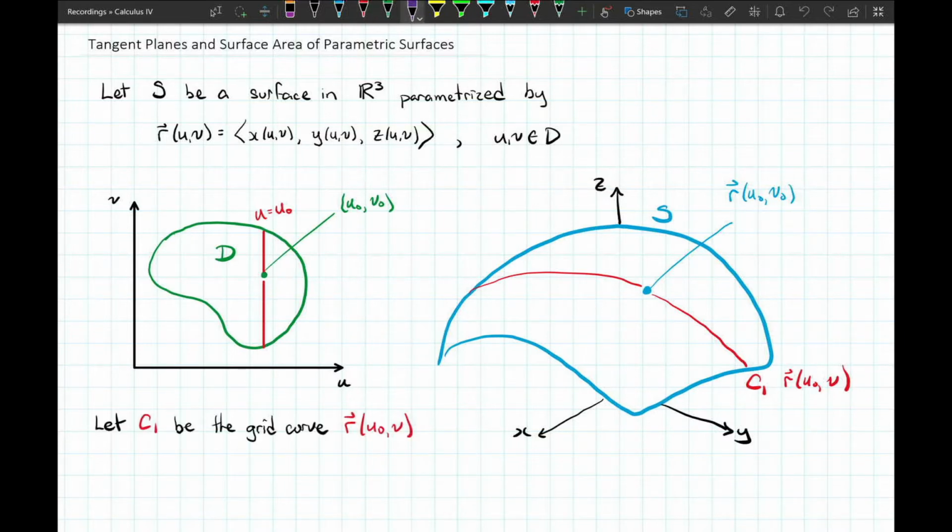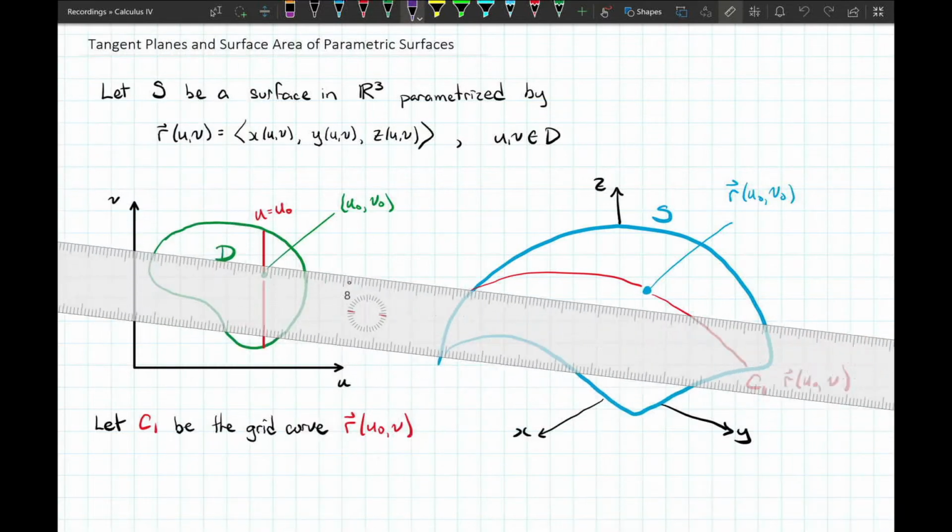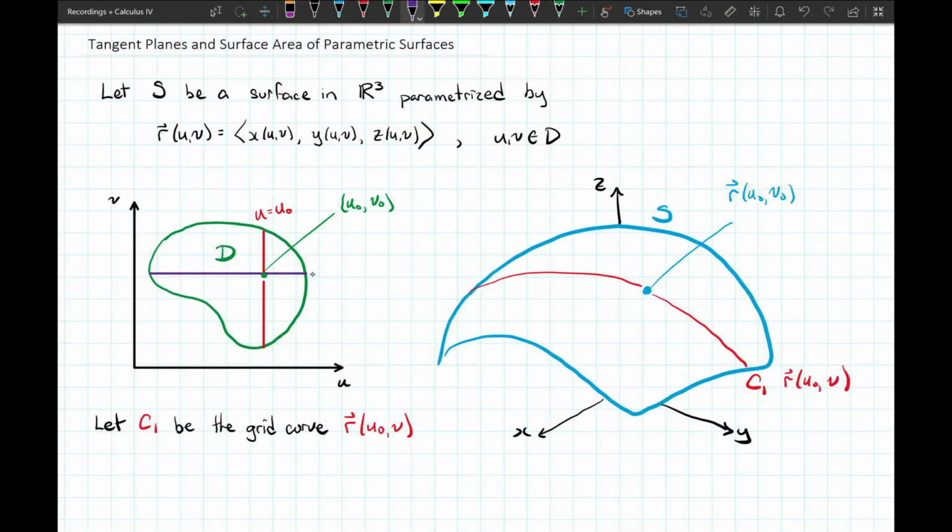Now, let's do the same thing with a horizontal grid line. This horizontal grid line would correspond to v equals a constant v naught, and that's going to give us a second curve on our surface, C2. And that's given by r at u comma v naught, where u is our only parameter.